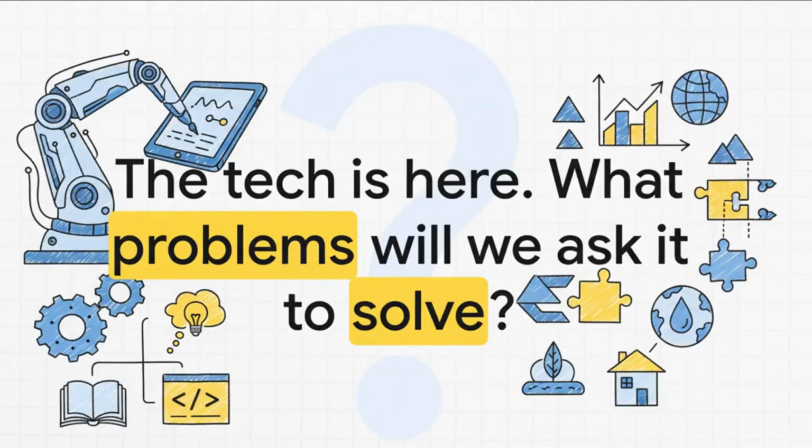So this technology isn't science fiction anymore. It's here, and it's in our hands. It can already write and summarize and create things in ways we could barely even imagine just a few years back. So the final and most important question: it isn't really about the tech anymore. It's about us. What problems are we going to choose to solve?